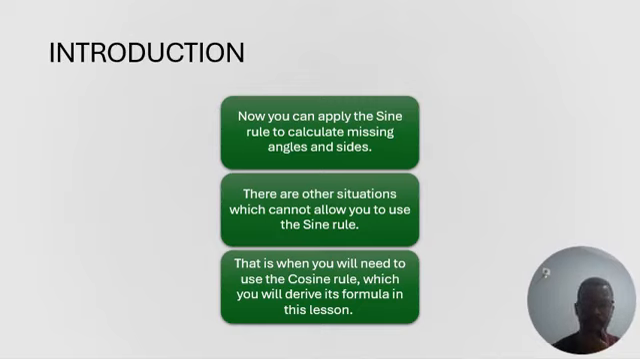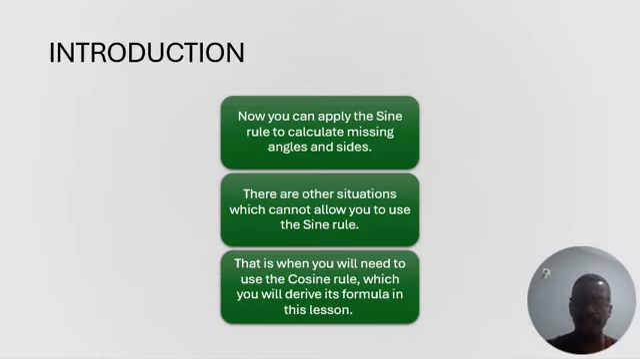In introduction, mbuyomu last lesson taphunzira on how we can use the sine rule to calculate missing sides, missing angles of a triangle which is not a right-angled triangle. There are other situations which cannot allow you to use the sine rule. So in those scenarios, pamene cosine rule imadzafunikira. It's where you need now to know cosine rule.